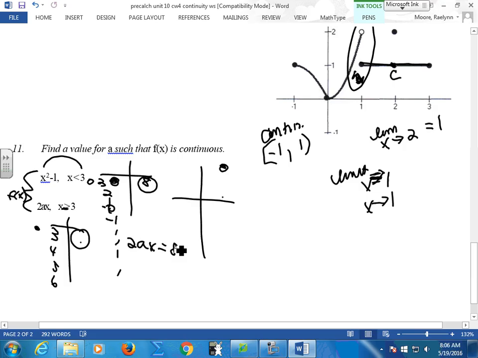Do you see it? Being continuous and being a jump? If it's a jump, I don't care what A is. It can be anything else. It doesn't have to make me meet. But for me to meet in one point, that has to be the same. Okay.